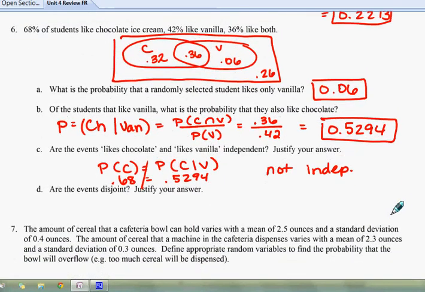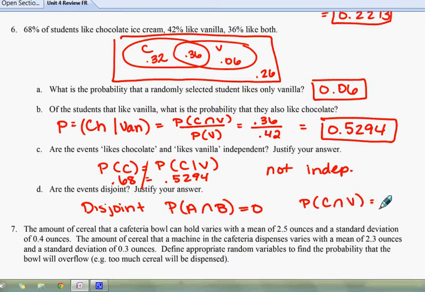Are the events disjoint? Disjoint happens if the probability of two events in their overlap is equal to 0. Well, the probability of chocolate and vanilla is equal to 0.36. That's obviously not 0, so these guys are not disjoint. There is an overlap, they are not disjoint.